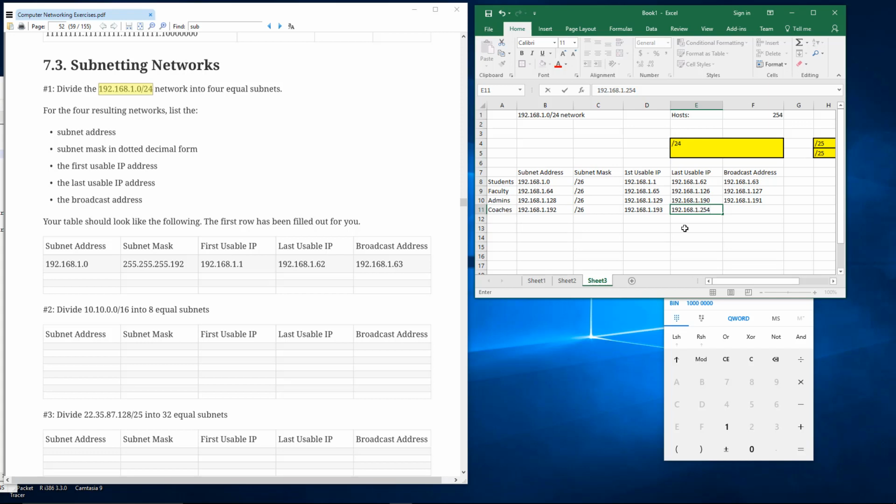192.168.1.254 should be correct. So my broadcast address there should be 192.168.1.255. Okay, let's do something real quick here.